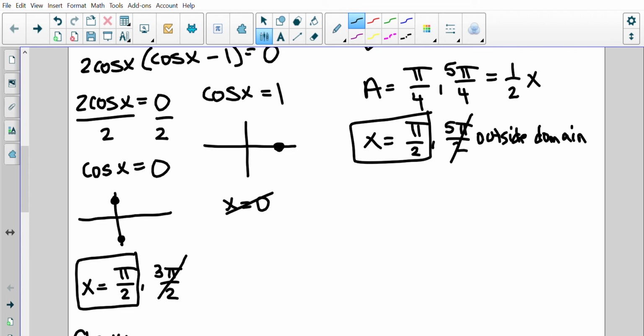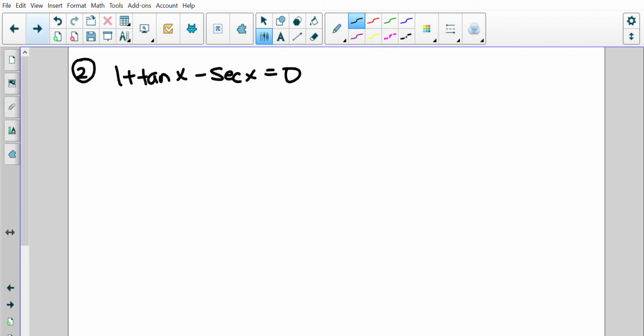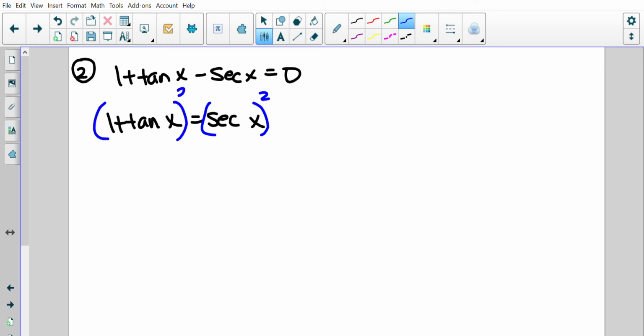Okay, so now we'll move on to number 2, which says 1 plus tan x minus secant x equals 0. And I'm going to kind of use a similar strategy to what I did in method 1 for example 1. Is I'm going to move the secant x over to the other side. And because I can't do anything with tan and secant just by themselves, I can do more with them if I square both sides of the equation. But again, I'm going to be careful because squaring both sides of an equation is going to give me an extraneous solution. So I have to check my work here. So I'll FOIL out the left.